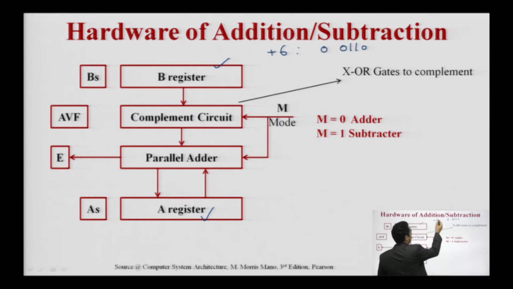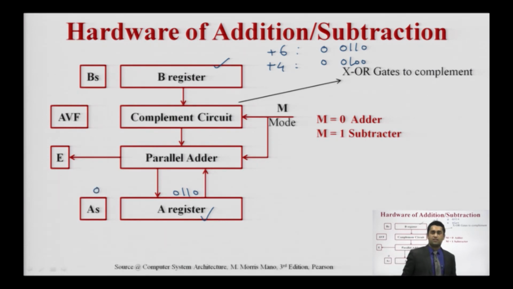Another number, say plus 4: 0 represents the plus, and the next part is its binary representation. The first thing is to identify which is A and which is B. Here I am representing this as A, and this is AS. AS represents the sign bit of A and BS represents the sign bit of B. This is my number. If this register is 8 bits, then the MSB 4 bits are 0 because we need to complete a particular number.